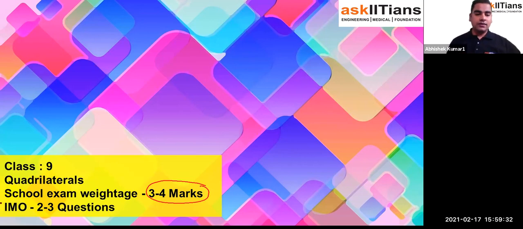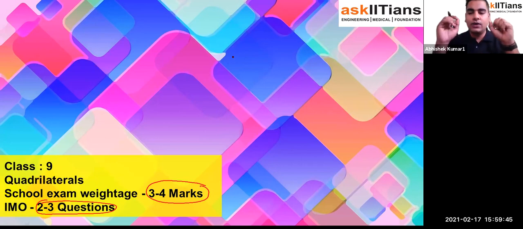And when it comes to the IMO, meaning competitive examination, you can expect around 2 to 3 questions from this chapter. As it's a part of geometry, it's a very important chapter. Geometry in ninth standard is quite important, so make sure that you understand each and everything here. And this is, I believe, one of the easiest topics that you have in the chapter Quadrilateral.